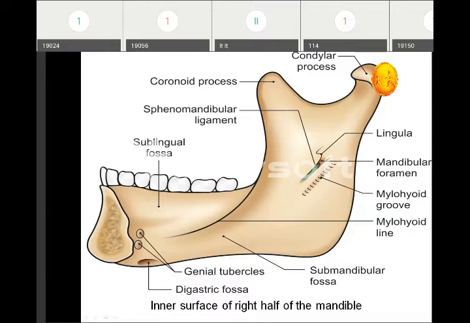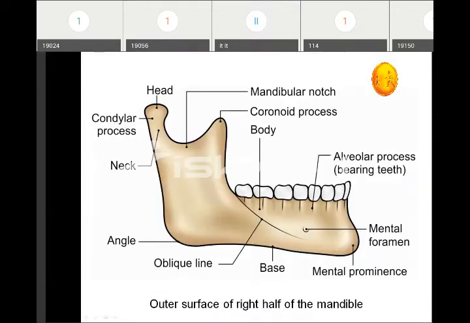Then about the ramus, you can appreciate in this picture, it is a quadrilateral plate. Again, it has an outer or lateral surface, a medial surface and 4 borders. The upper notched portion is the superior border, which is thin. The lower prominent border is the inferior border, which unites with the inferior border of the body, forming an angle. Then there are the anterior border and posterior border.